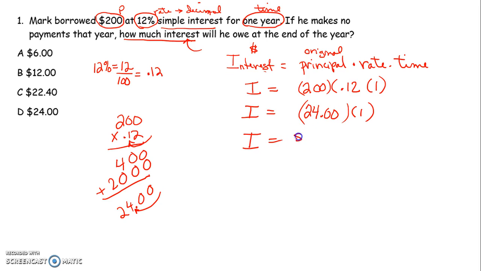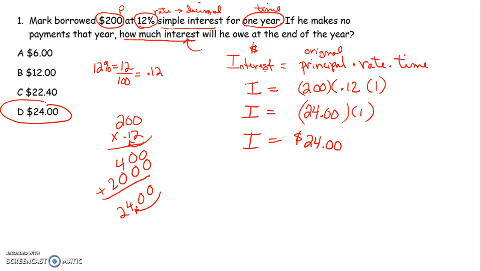And 24 times 1. That means $24 in interest is the extra interest you have to pay. Now, the total you'd be paying back would be $200 plus 24. You would now owe $224 for borrowing that money. But if they just ask how much interest, it's just a straight problem where you just tell them the amount of extra money you have to pay.